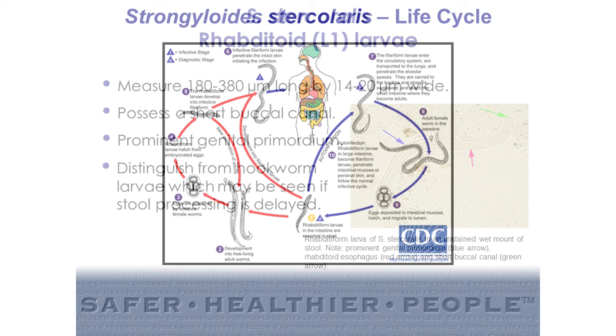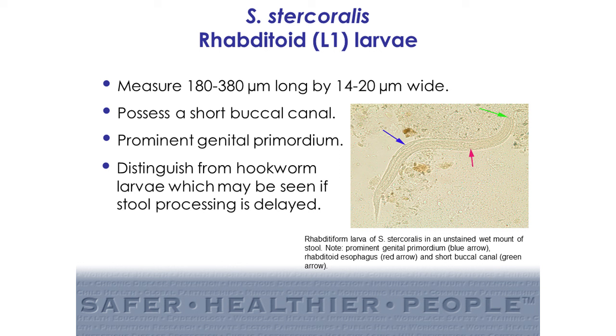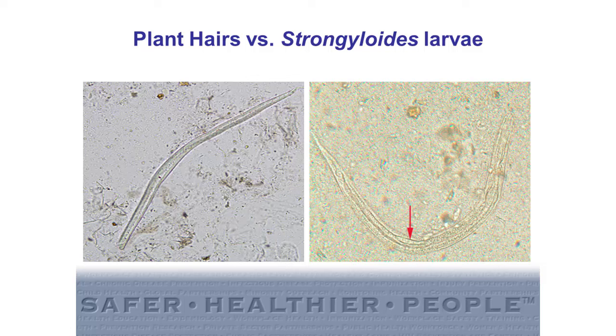Strongyloides larvae measure 180 to 380 micrometers long by 14 to 20 micrometers wide. They possess a short buccal canal and a prominent genital primordium. Remember that in the case of hookworm, the buccal canal is long and the genital primordium is less prominent. Plant hairs and fibers are often seen in stool preparations and can be confused with hookworm or Strongyloides larvae. But they can easily be distinguished by the lack of striations seen in helminth larvae. They also have a refractile center as well as a very blunt end.